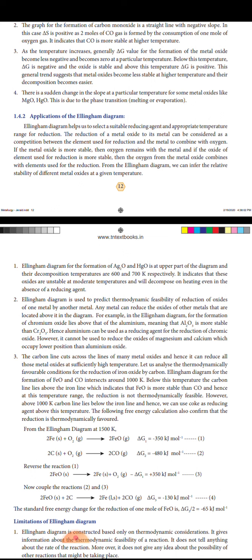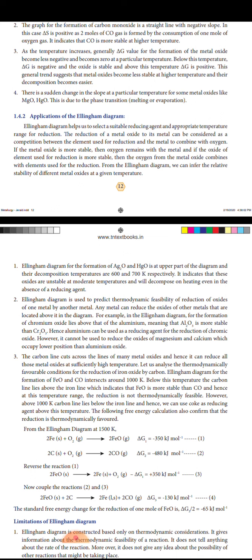From the Ellingham diagram at 1500 Kelvin, 2Fe(s) + O2(g) gives 2FeO, ΔG1 is equal to minus 350 kilojoule per mole. 2C(s) + O2(g) gives 2CO(g), ΔG2 is minus 480 kilojoule per mole. Reverse the reaction 1: 2FeO(s) gives 2Fe(s) + O2(g), minus ΔG1 is plus 350 kilojoule per mole.